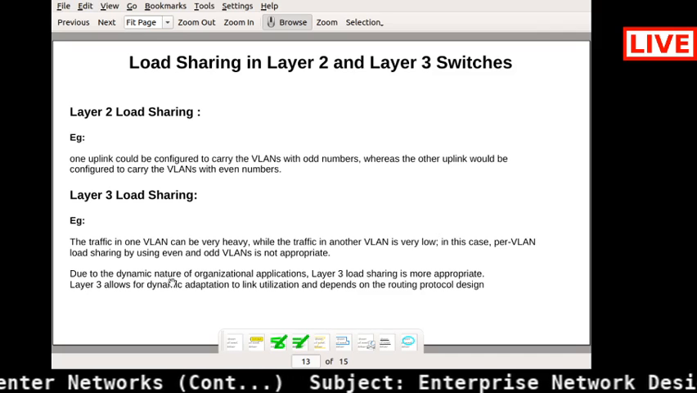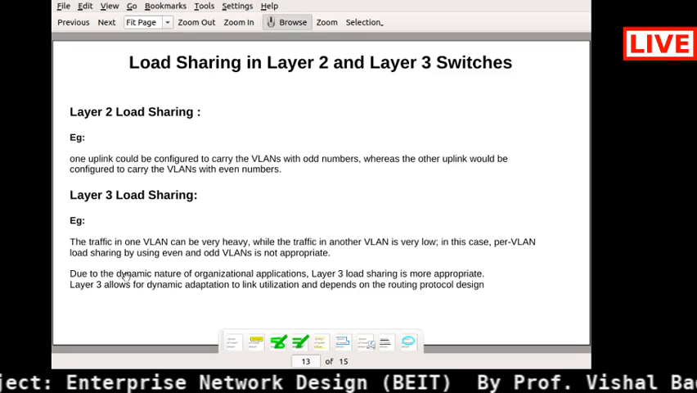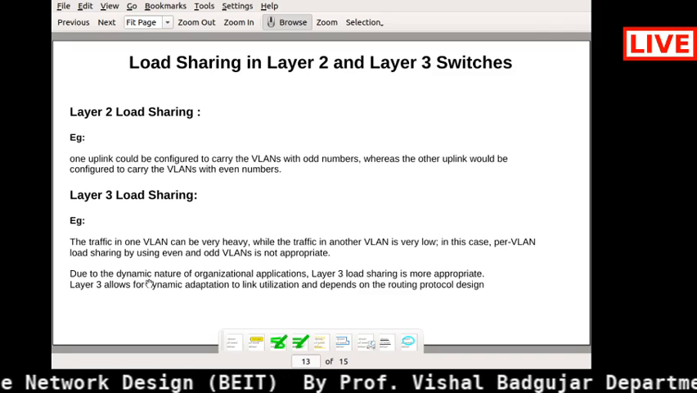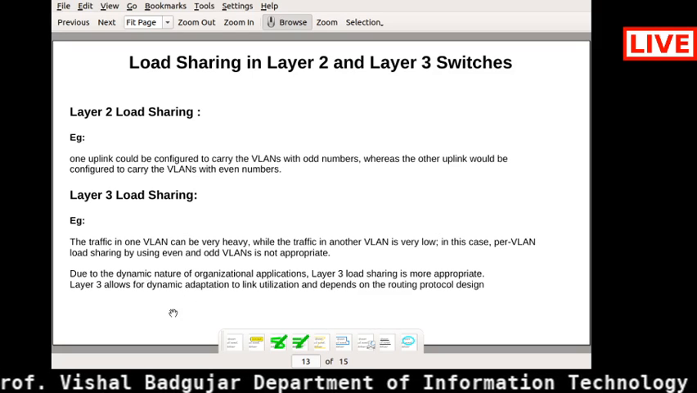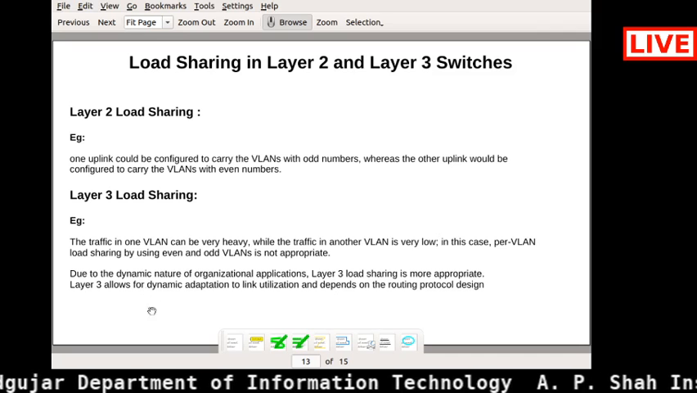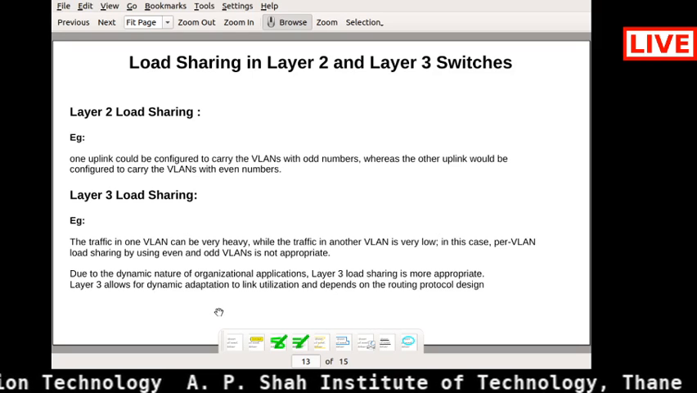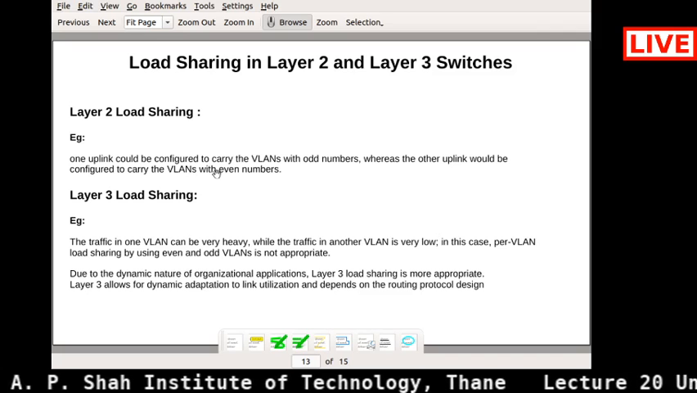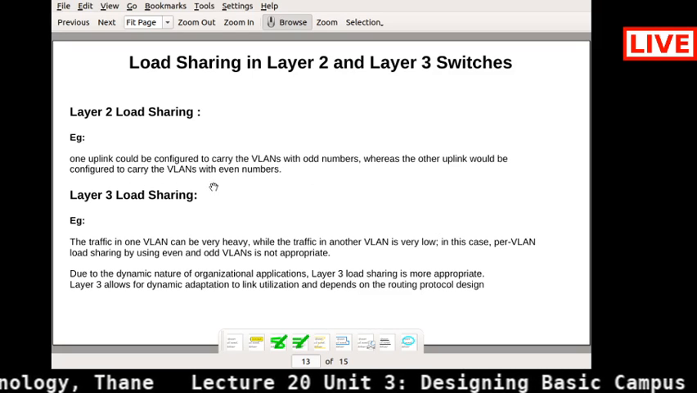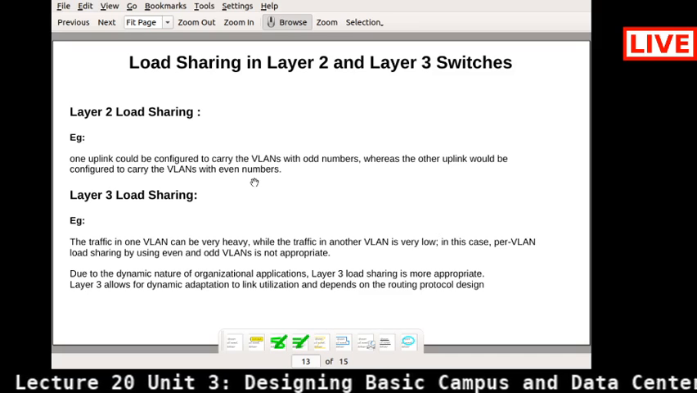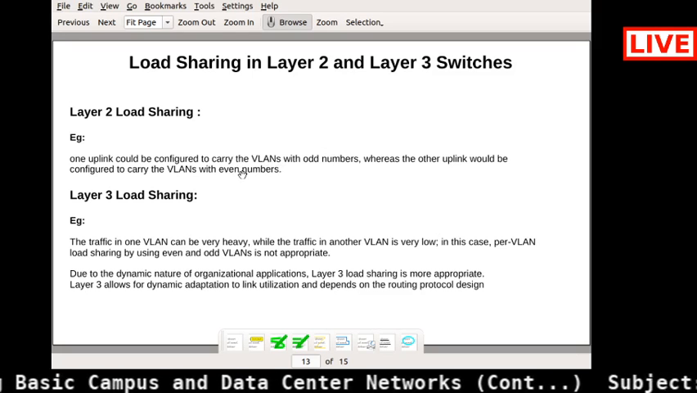So the advantage of layer 3 load sharing is that the links used will be more proportionate than with layer 2 load sharing, because layer 2 is based on your VLANs, Virtual LANs. In layer 2, one uplink could be configured to carry all the VLANs with odd numbers, while the other uplink would carry the VLANs with even numbers. So there are two uplinks we are using for layer 2 load sharing, one for the odd numbers and one for the even numbers, right?